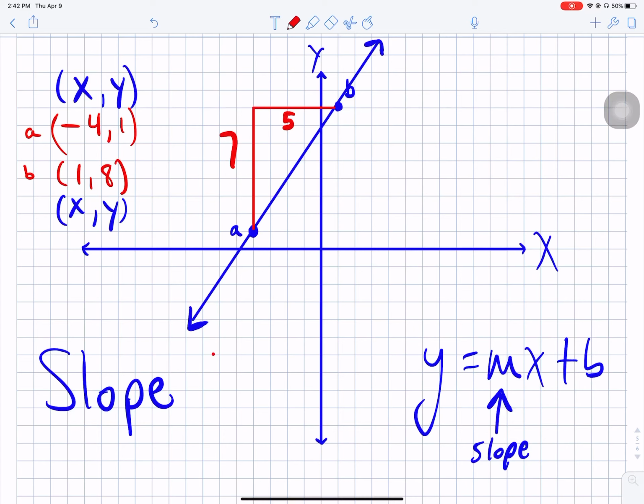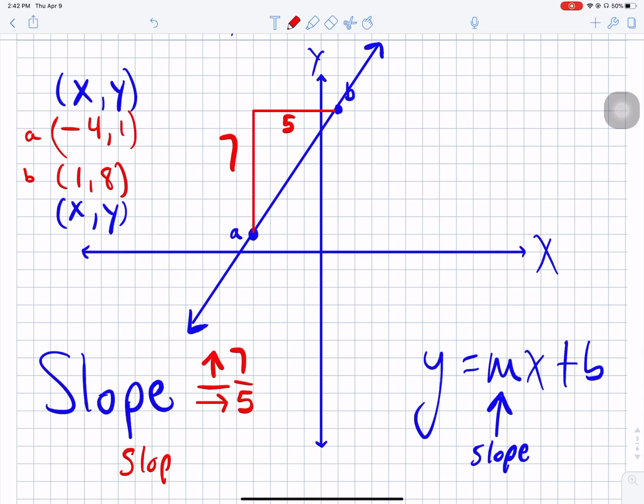So because we go up 7 and over 5, that's our fraction, that's our slope. The slope is 7 over 5. So that's a reminder, that's how you do that. There's an equation that you learn at some point. We did not learn it this year, so this is brand new.